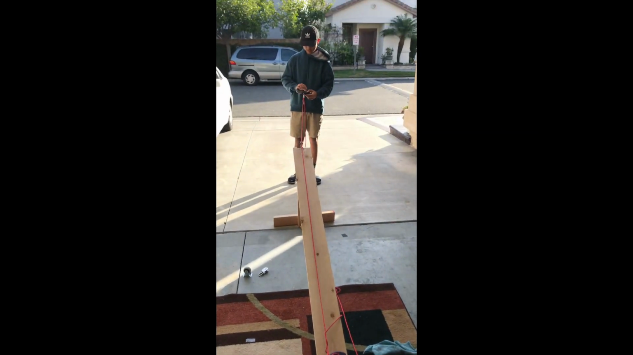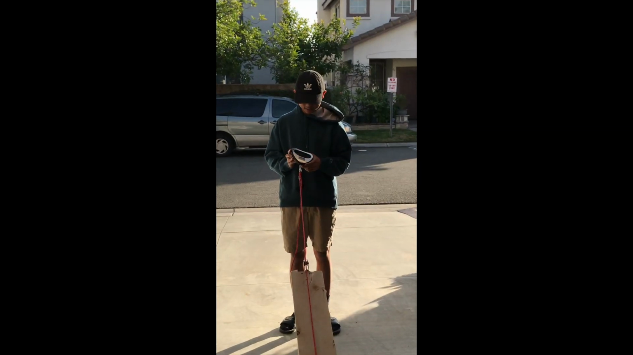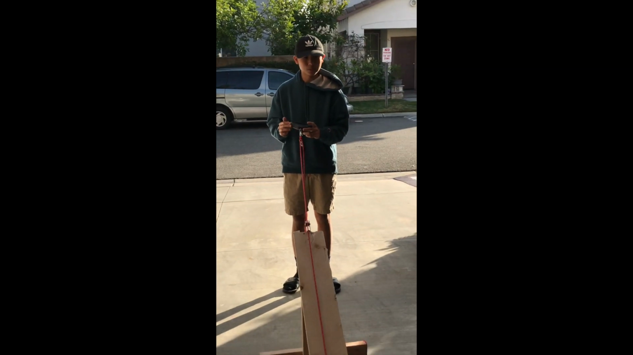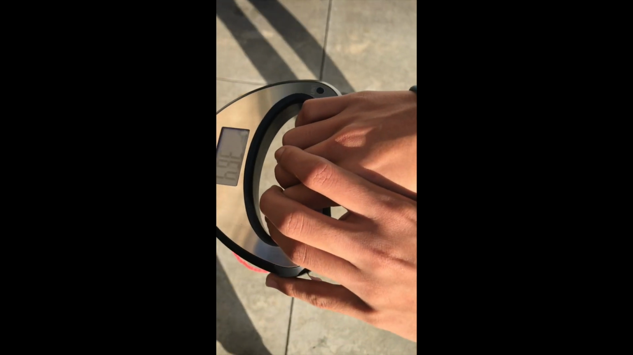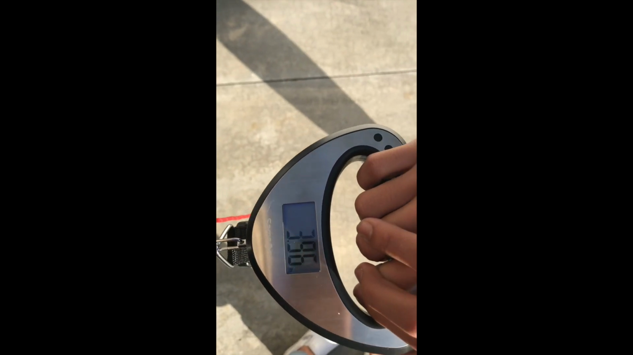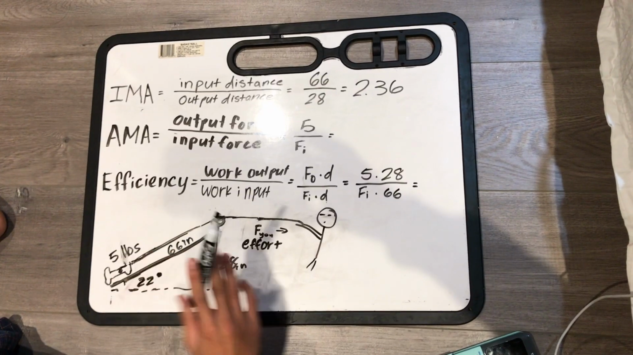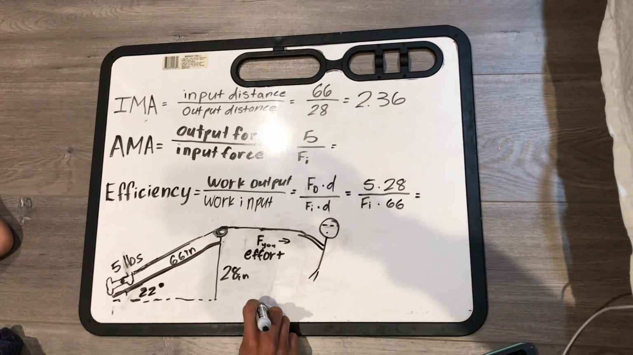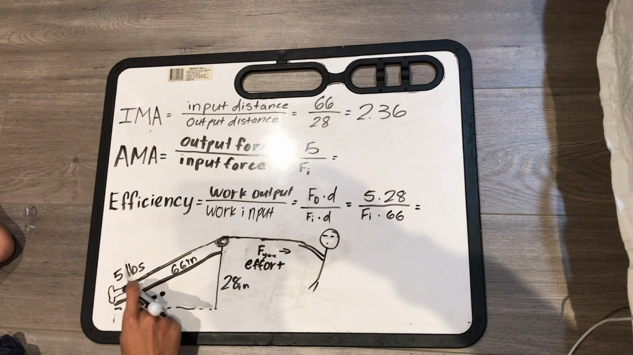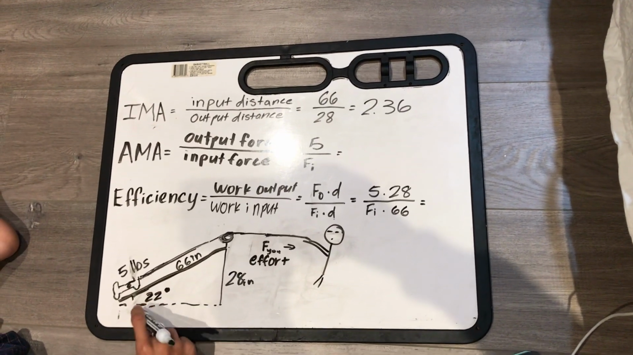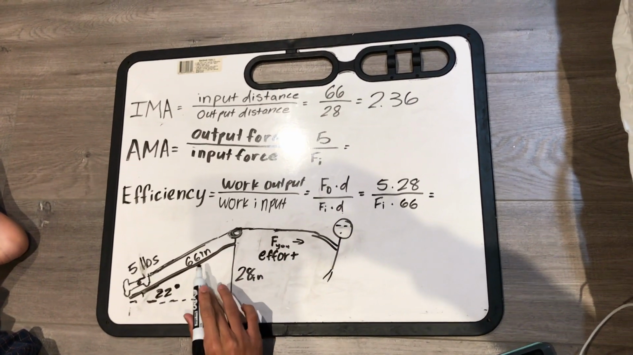So this is called a spring scale, which measures the amount of force you need to pull an object. So for our second pulley system, we used an incline plane to help us use less effort to pull up a 5-pound weight up a 66-inch ramp.